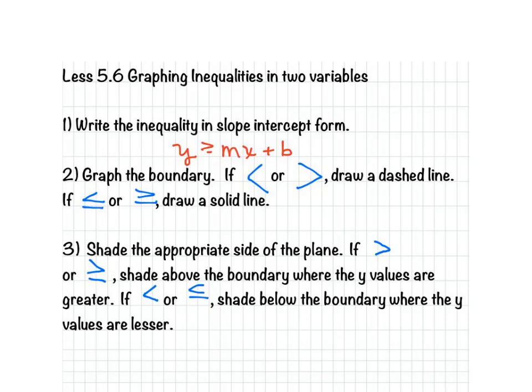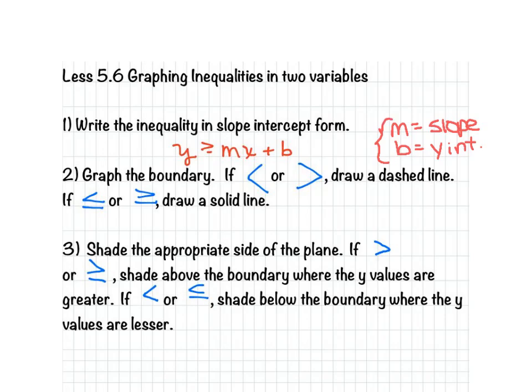In slope-intercept form, let me just remind you, this is stuff that you should know, but I'll remind you anyway, where m represents the slope of your line, and b represents your y-intercept. Okay?